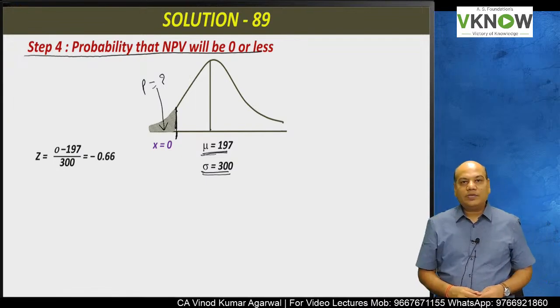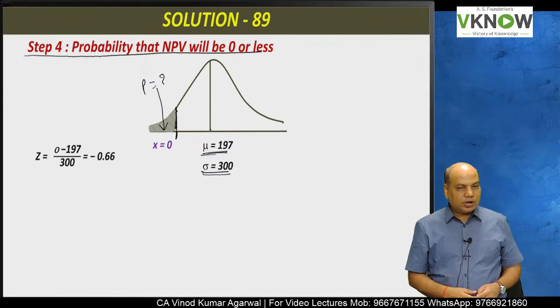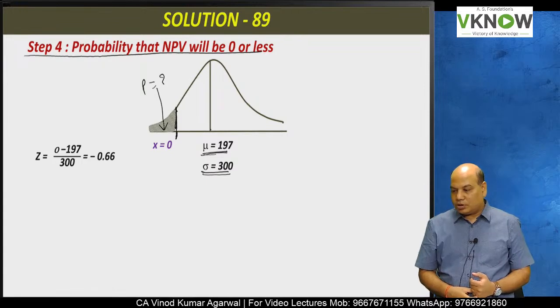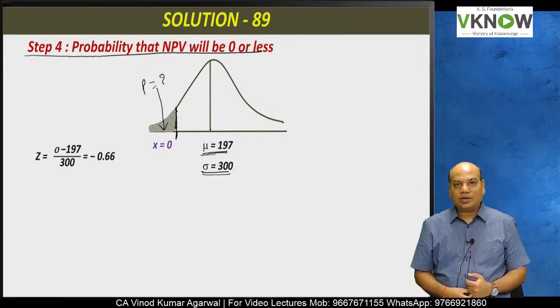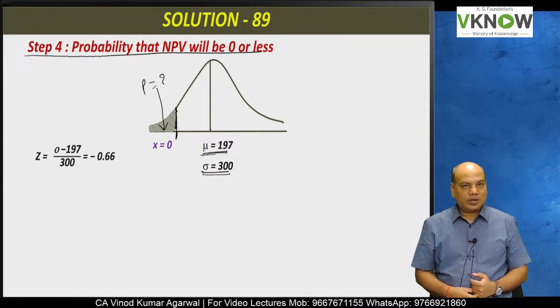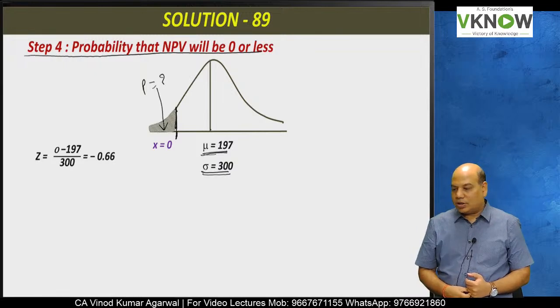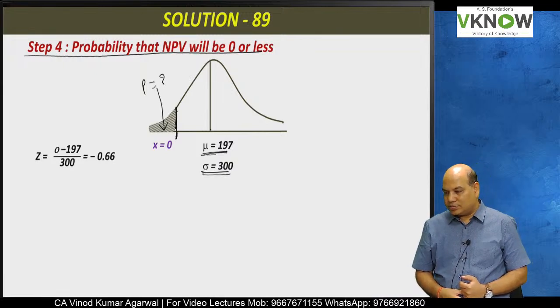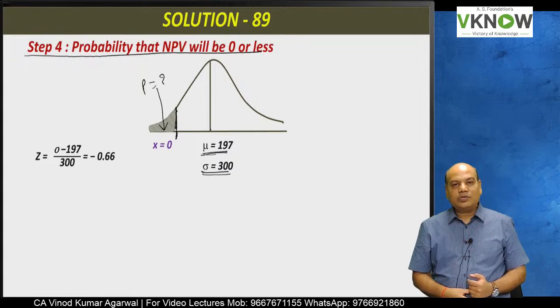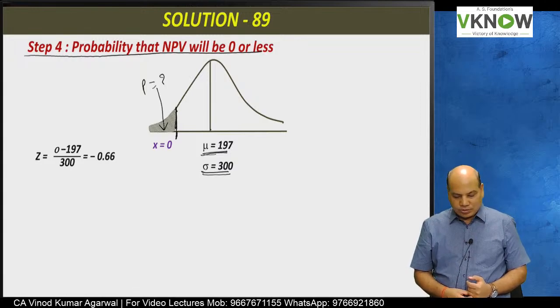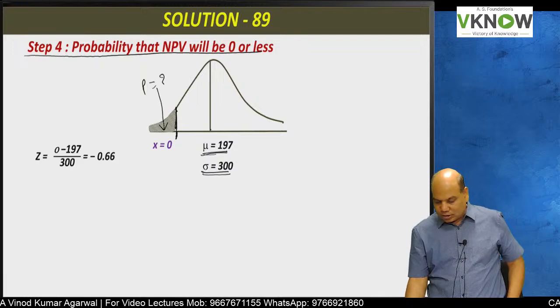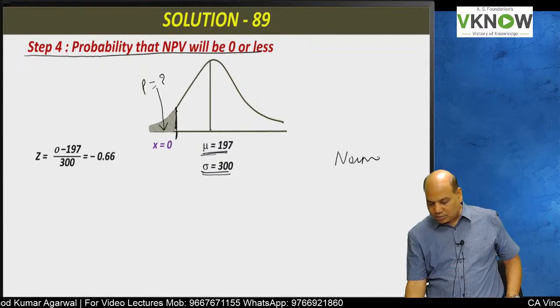First I need to find the z value. Z is equal to 0 minus 197 divided by 300, which equals minus 0.66. Come to the normal distribution table.